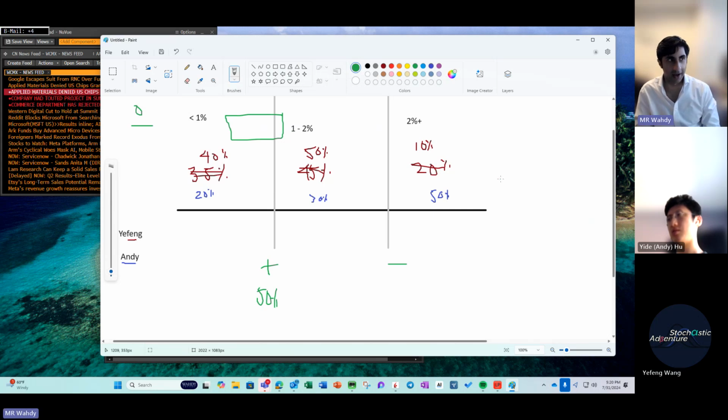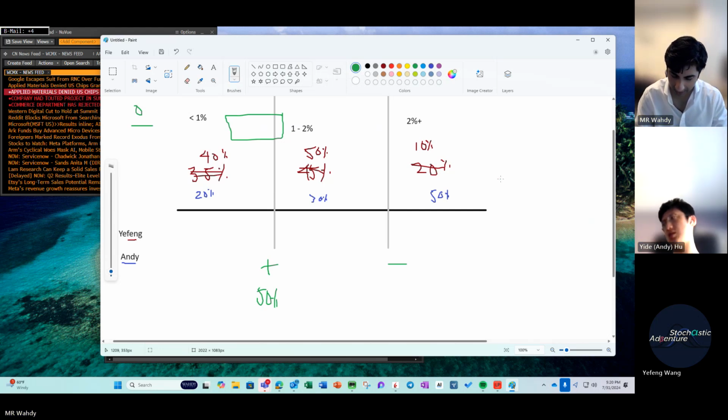Do you think that we're going to get a hot print, a soft print, or an inline print? We'll get an inline one. Okay, you're thinking about an inline one. Andy, what about you? Same, inline. Okay, so an inline print. Would an inline print shift the SOFR curve? No.